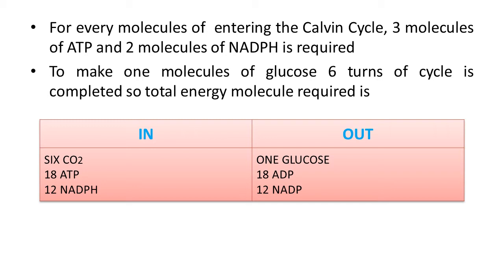What about this? That is, for formation of 1 molecule of glucose during the C3 cycle or Calvin cycle, how many molecules of CO2, ATP and NADPH are required, and against this what is the output of this cycle? Now easily we can understand.